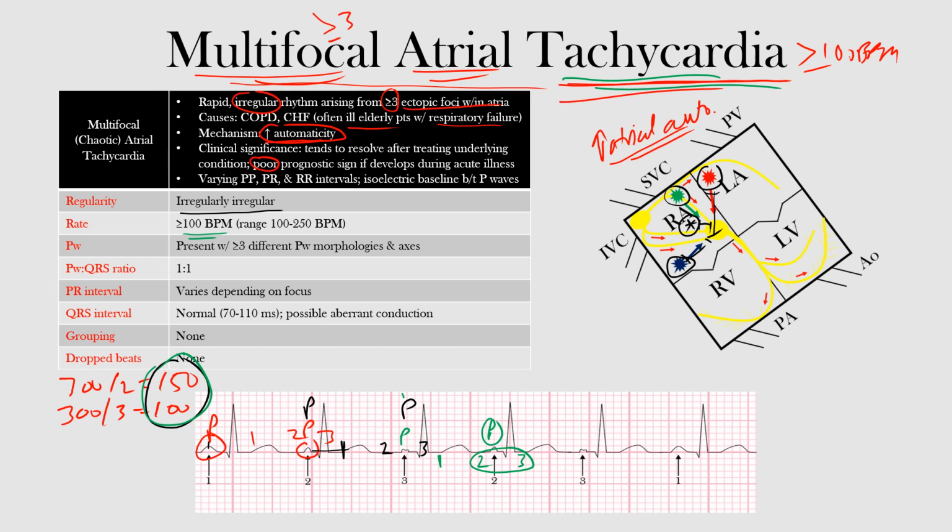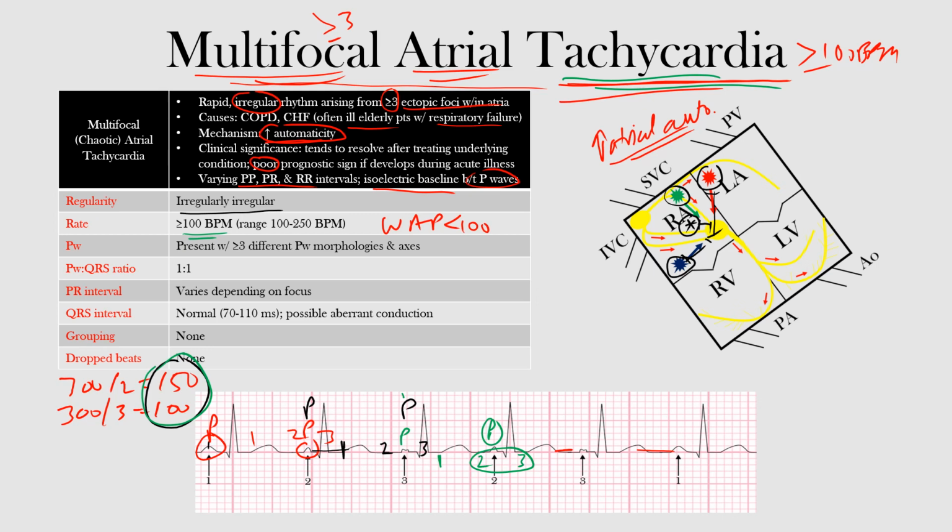Now, remember we said these intervals will vary, the P to P, the R to R, and PR intervals, right? We also mentioned this isoelectric baseline between the P waves that we want to see, right, between those, and we saw that. Now remember, this rhythm is irregularly irregular, okay? We also mentioned wandering atrial pacemaker is similar to that, and so is AFib, so make sure that you're able to distinguish them. Remember, the only difference between wandering atrial pacemaker and this one is that in wandering atrial pacemaker, the rate is less than 100 beats per minute, okay?